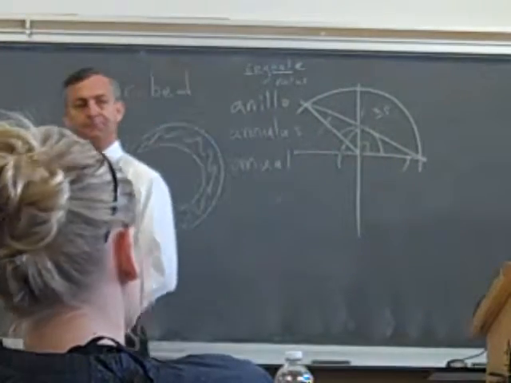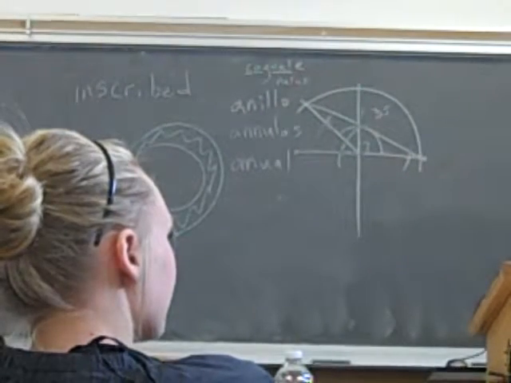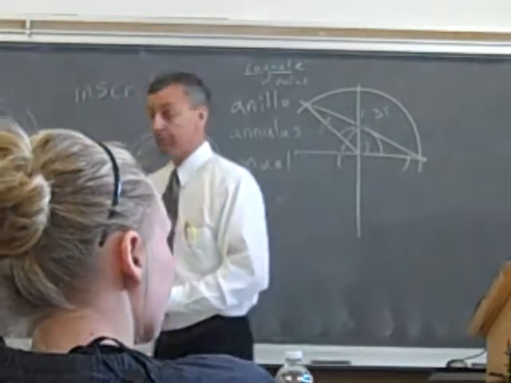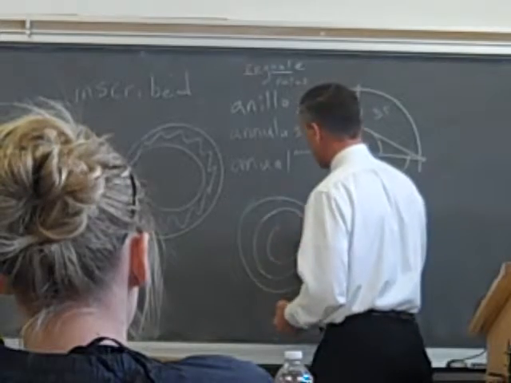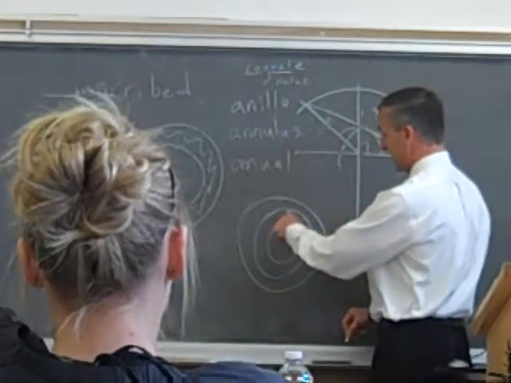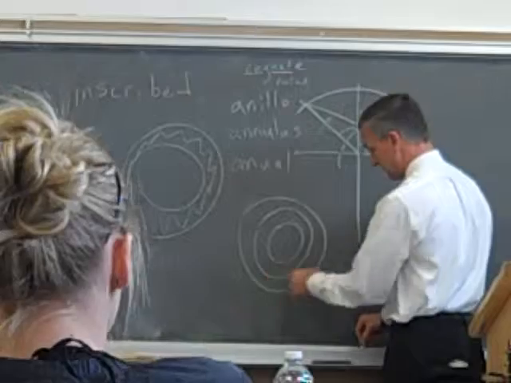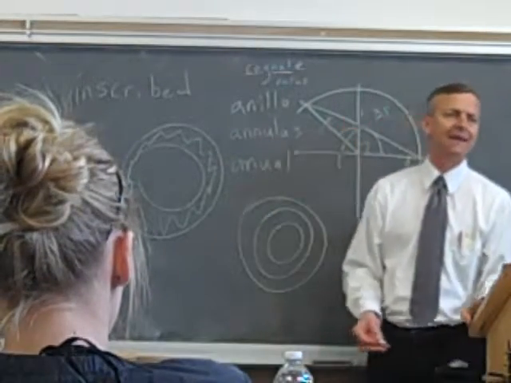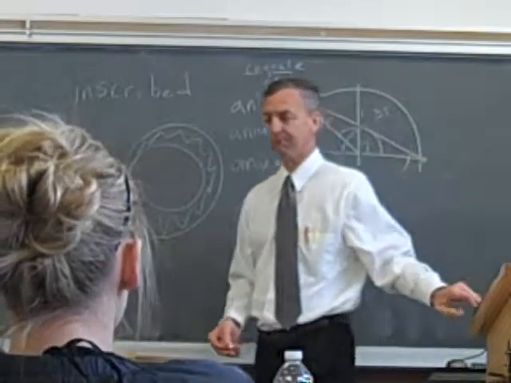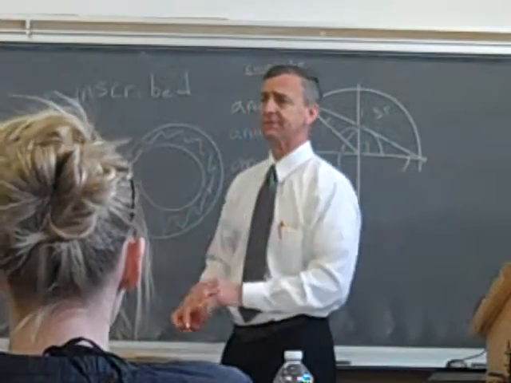Okay? Can you have multiple, like counting rings, or is it just one? You could have more than one concentric circle. Is that what you're talking about? Yeah. This could be an annulus, and this could be an annulus, and the two together actually could be an annulus. Yes. Okay, any others?